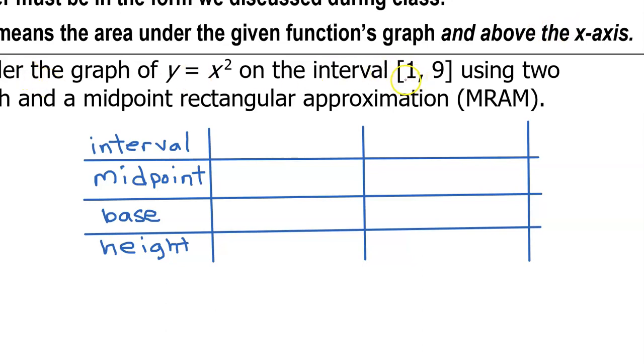We are given the interval from 1 to 9, and we are told to separate this into two subintervals of equal width. Notice that 1 and 9 are 8 units apart. So our two subintervals should each be 4 units. So how about a subinterval from 1 to 5 and then 5 to 9? That will make each subinterval 4 units wide. For this method, we need the midpoint of each interval. So the midpoint of 1 and 5 is 3, and the midpoint between 5 and 9 is 7.